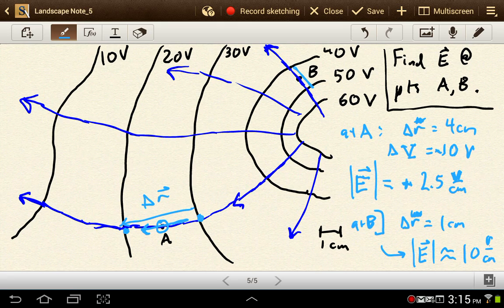So I hope that helps. And in the next video, I will try to explain how to do this when you don't know the direction already. So how you can find both components of the electric field if you don't know the direction already. All right, so stay tuned.